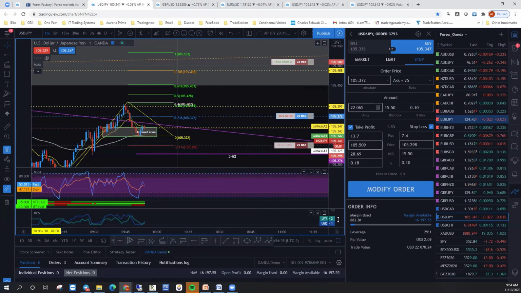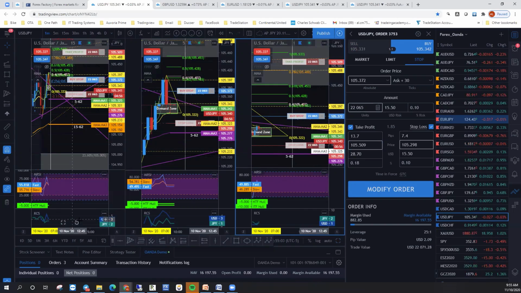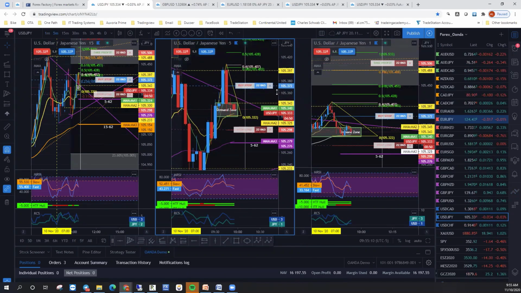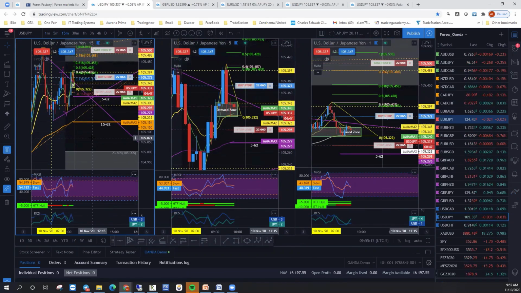And see what kind of strength we have. The yen is stronger, not by a lot. Higher time frame, not so much. And there's a good chance I won't get filled on that. And that's okay.